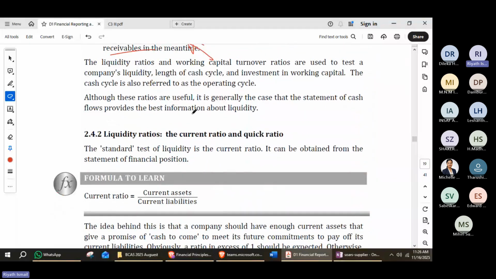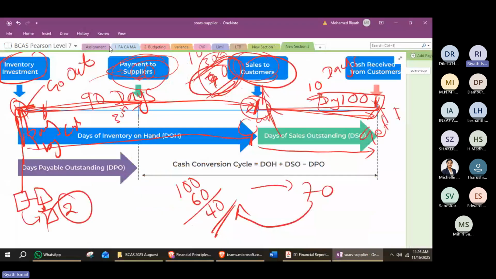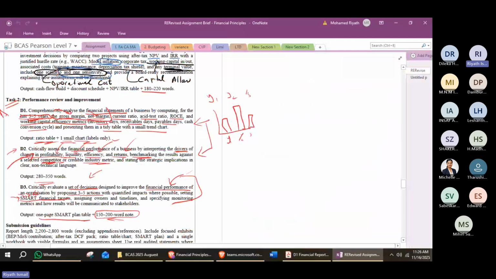The liquidity ratios and working capital turnover ratios are used to test a company's liquidity, length of cash cycle, and investment in working capital. The cash cycle is also referred to as the operating cycle, right? Operating cycle. Now we approach your assessment here, this part. So we already discussed gross profit and net margin. Now we talk about the current ratio, asset ratio, right? And working capital efficiency metrics, inventory days, we look at this.